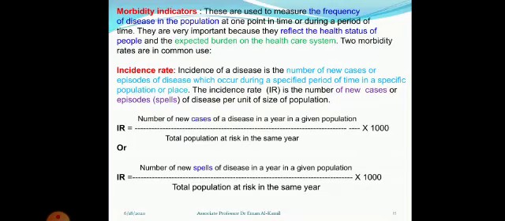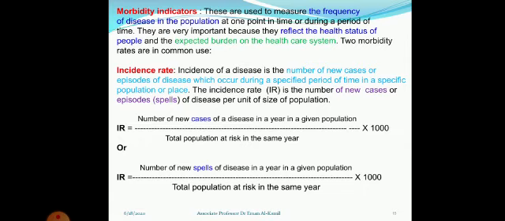The incidence is calculated in two types: either the number of cases or the number of spells. The first one is the number of new cases of a disease in the community divided by the total population multiplied by 1,000. The other one is the spell incidence. That means there are some diseases which occur frequently with different spells.